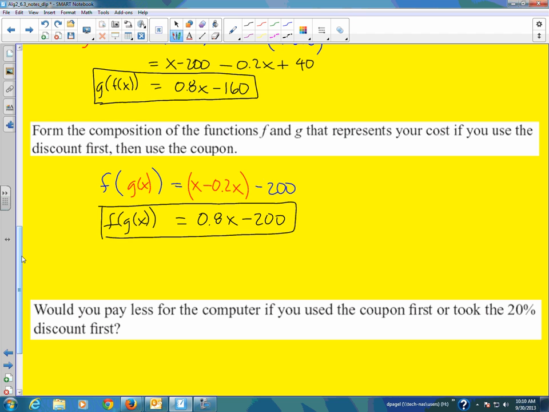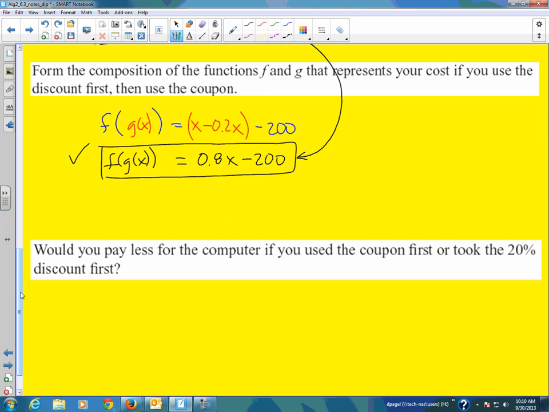So our next question says, would you pay less for the computer if you used the coupon first or if you took the 20% discount first? Well, here we can see the relationship between those two. Here we're going to take $160 off versus $200 off. So I think we're going to end up paying less if we were to do the discount first and then use our $200. There we go.